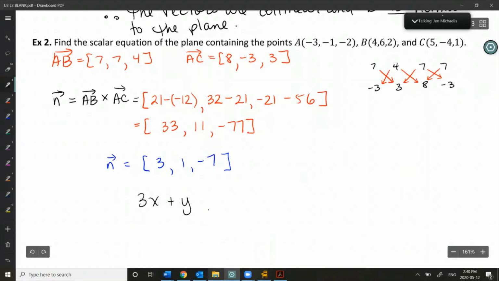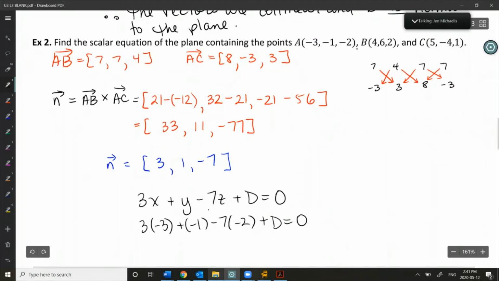Okay, so here's what I know right now. We have 3x plus 1y minus 7z plus some value of d, which equals 0. Now all you need to do is plug in a point on the plane in order to solve for d. So I'm going to plug in A, -3, -1, -2. You can choose any one of those 3 points, and if you want to choose a different one and see if you get the same answer, go for it.